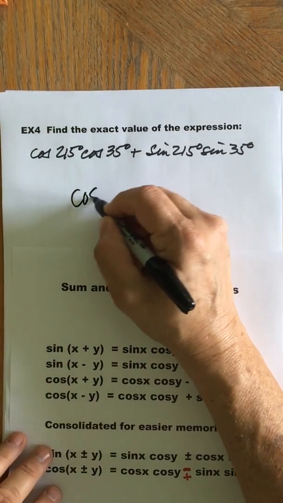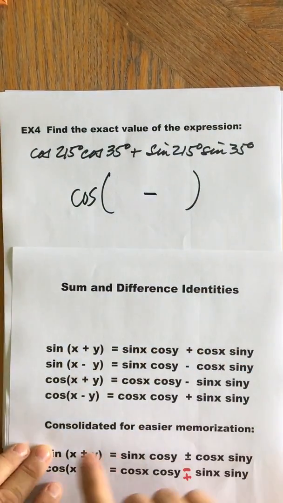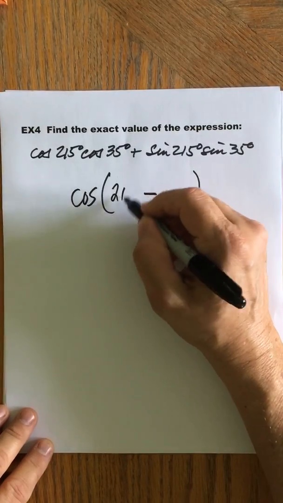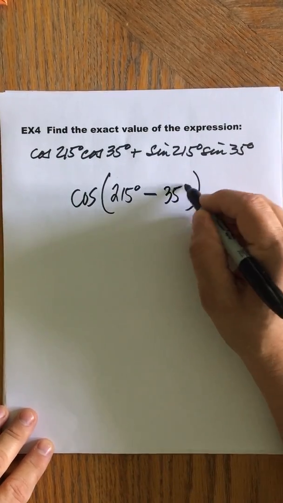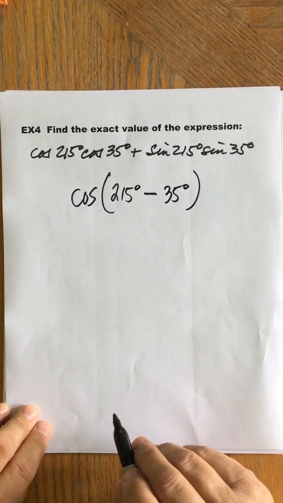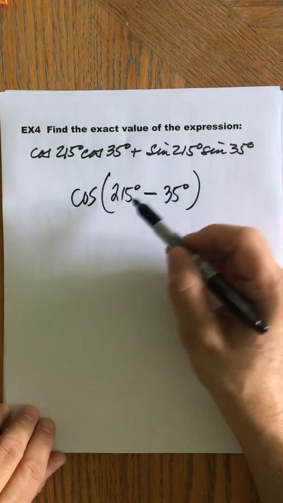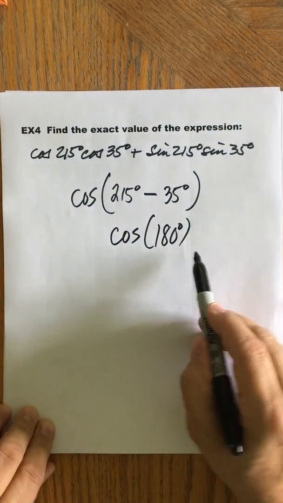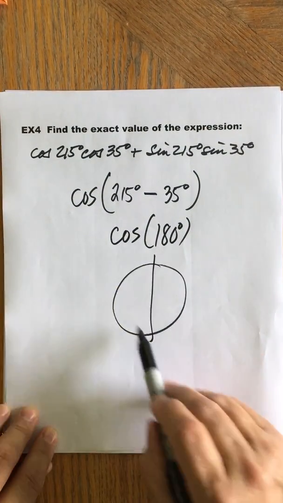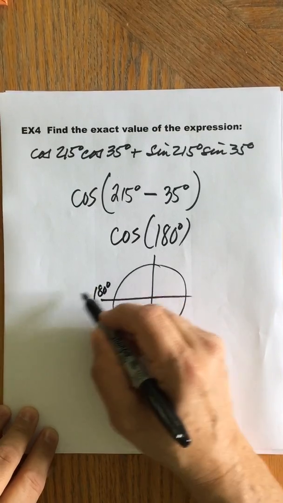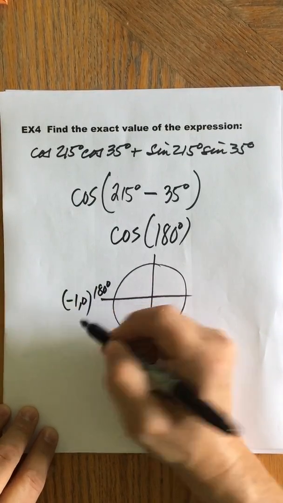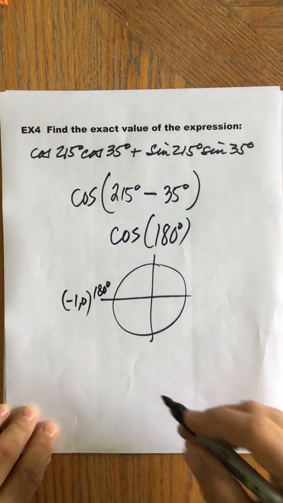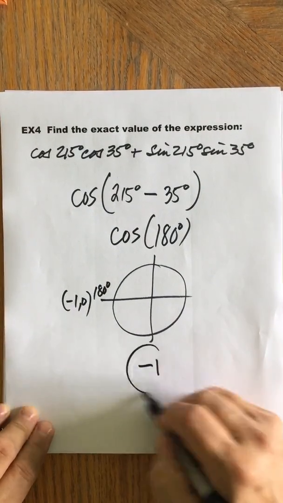Since we have a plus sign, it becomes a minus. So I know my basic form will be like this, right? The cosine of the difference of two angles. And those two angles are 215 degrees and 35 degrees. So now I can actually just subtract the two and get cosine of 180. And now I just go ahead and evaluate it. And I say, well, here I am at 180 degrees. Coordinates are -1, 0. Cosine takes the x-coordinate over r. We can use the unit circle, so it's -1.